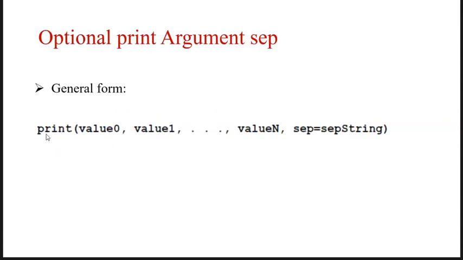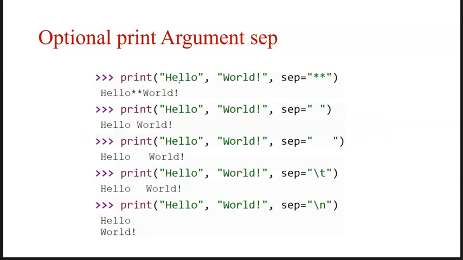When you print particular values, some values from 0 to n, any number of values, you can use the sep argument by typing in sep and then the separator string. You can type in any string over here and the output is going to be separated by that particular string. So let's look at examples.